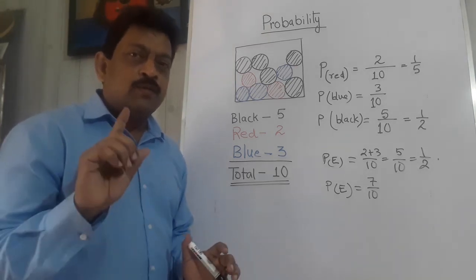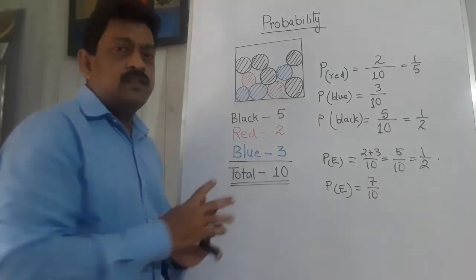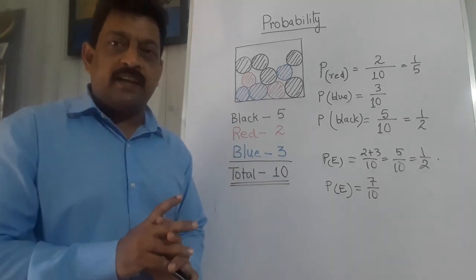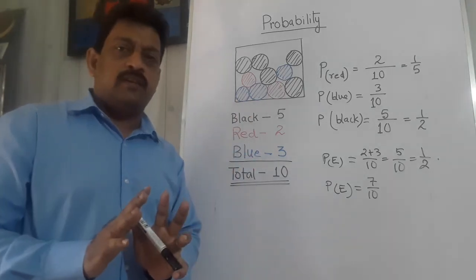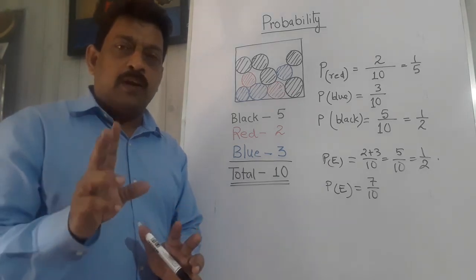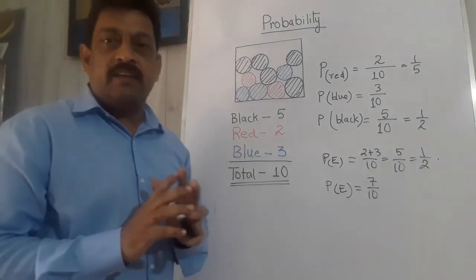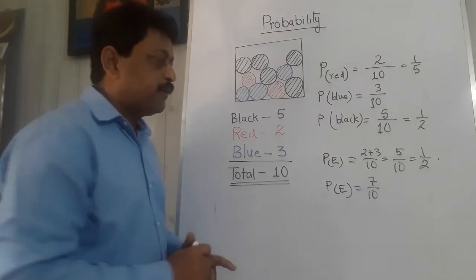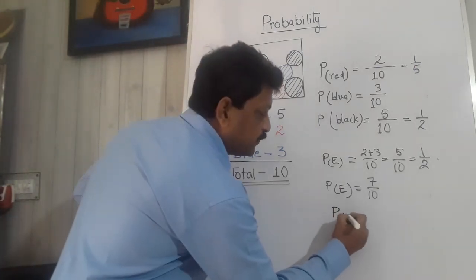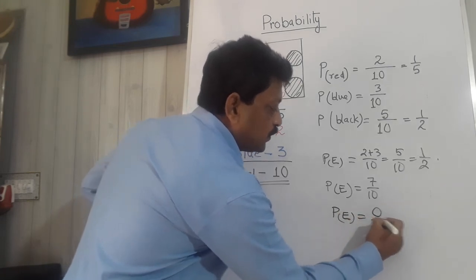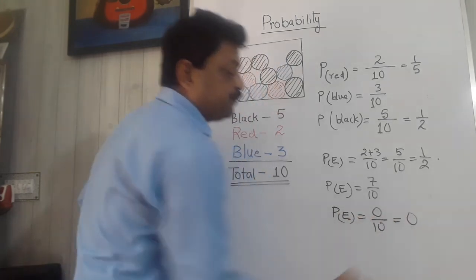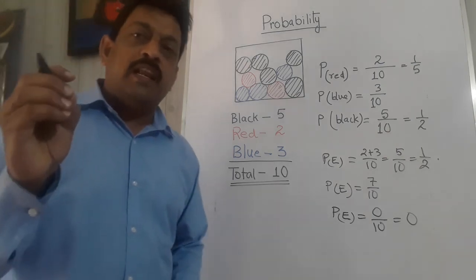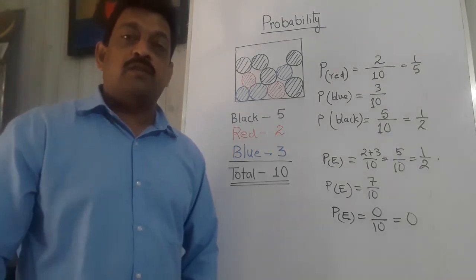No, there is no such ball whose color is both black and red. Either it is black or it is red. But a ball having both the colors black and red is not present here. So the favorable outcome is 0 and total outcome is 10. So answer is 0. This twist of the language is very, very important in case of probability.